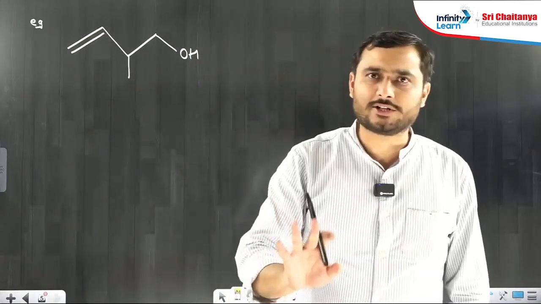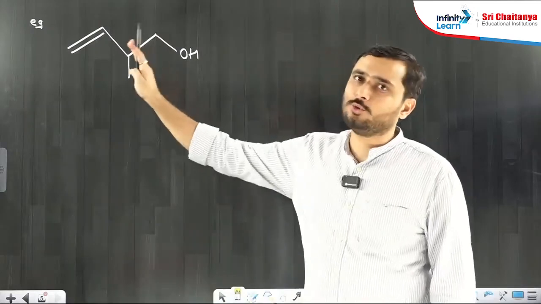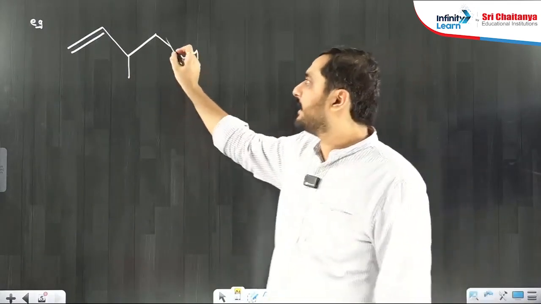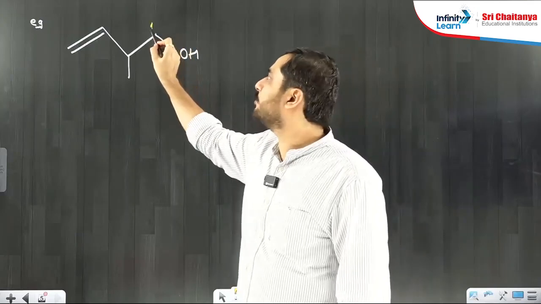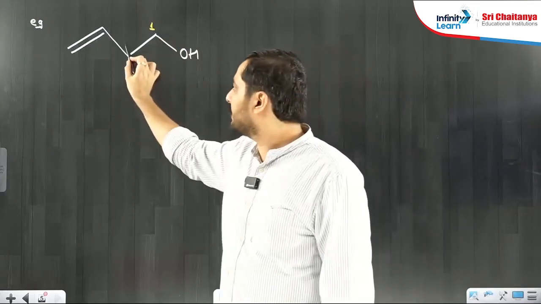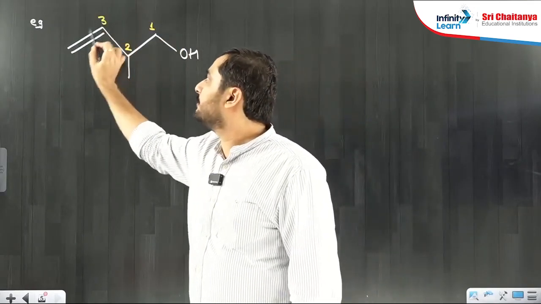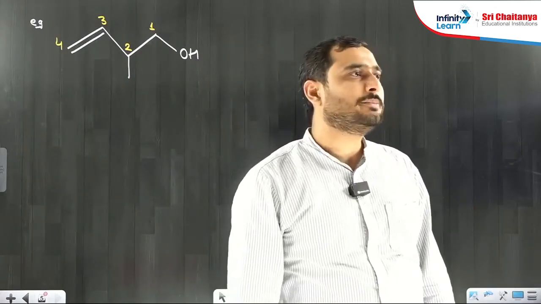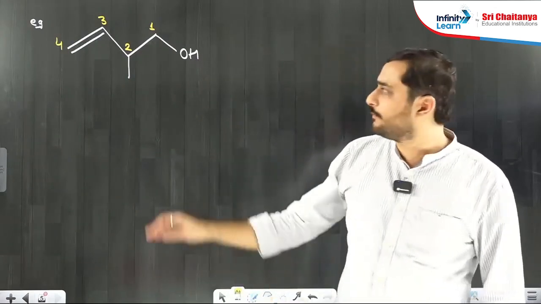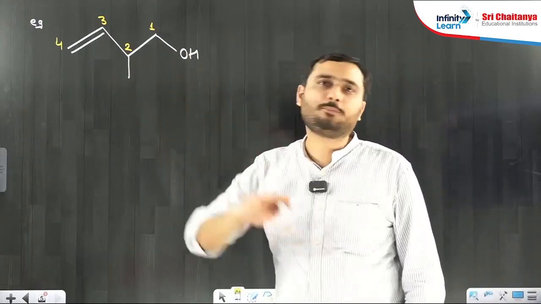First priority is given to the functional group and next priority is given to the multiple bond. Numbering is done in such a way that OH will get the least number. So from where do we have to write number 1? This will be number 2, this is number 3 and this will be number 4. How many carbon atoms are present in the parent chain? 4 carbon atoms are present in the parent chain.